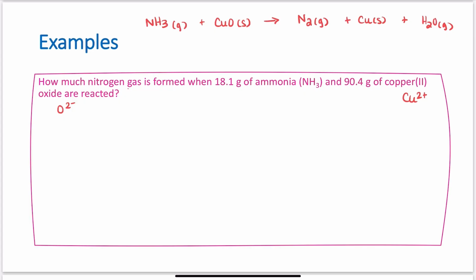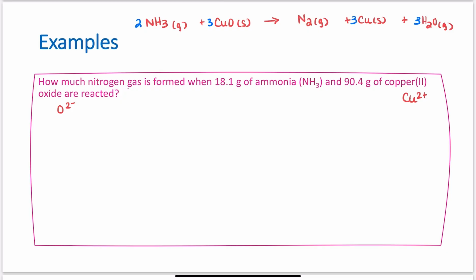Now I need to balance this equation. I've got 2 nitrogens on the product side, so let's put 2 nitrogens on the reactant side. That gives me 6 hydrogens on the reactant side, so let's get 6 hydrogens on the product side. That gives me 3 oxygens on the product side, so let's give me 3 oxygens on the reactant side. And that gives me 3 copper on the reactant side, so let's give me 3 copper on the product side.